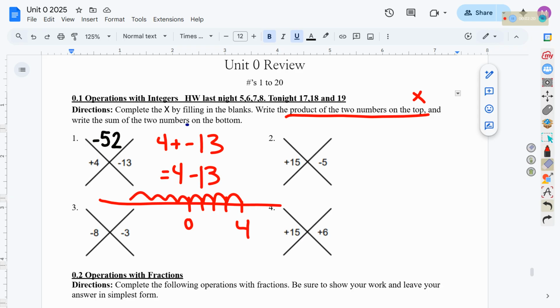So when it comes to negative numbers, use the number line, okay? Don't start thinking about special rules or anything like that. You have to count, and that's really the secret sauce to doing these problems, okay? So 4 minus 13 gives us negative 9.